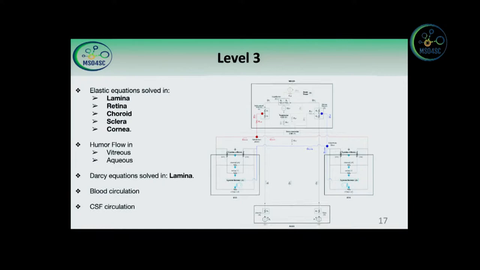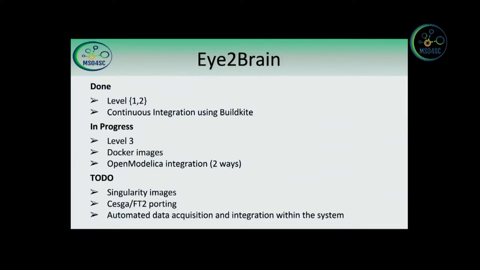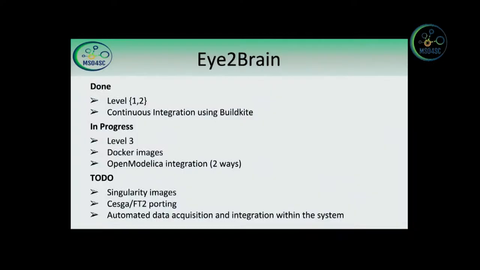So the status: level 1 and 2 are done. We have continuous integration with Pipeline, and we are working on level 3. We are also working to create some Docker images, and also what I mentioned before, the OpenModelica coupling in two ways, because for now OpenModelica is just providing some data, and we are taking it into account in our 3D model. But the idea is also that the 3D model interacts with the 0D one. Actually, we have already tried a connection between the 0D and the 3D. It's working, but not with the OpenModelica tool. So we are still working on integrating OpenModelica in Feel++.